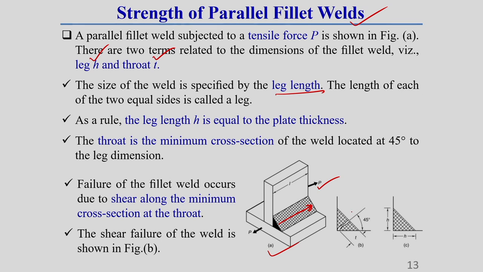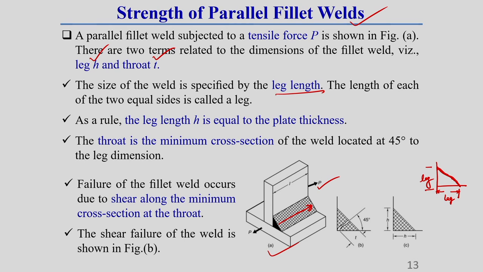So, let this be a fillet weld which I am showing here. This is a flat weld. We know this flat weld generally has a triangular shape. So, you see from here to here, this is called one leg, and this is called another leg. In case of a flat weld, we generally consider these two legs equal to each other. This you should keep in mind.